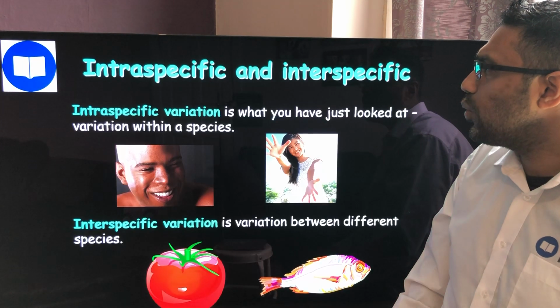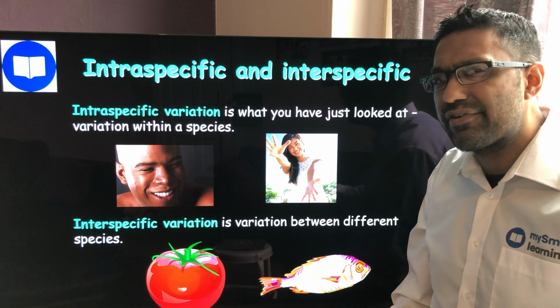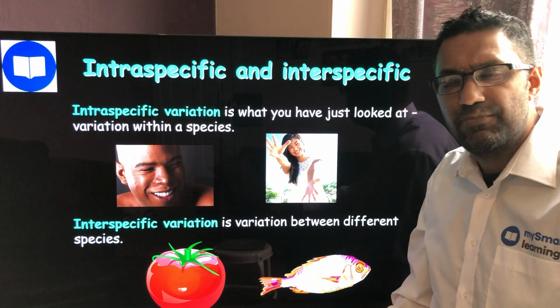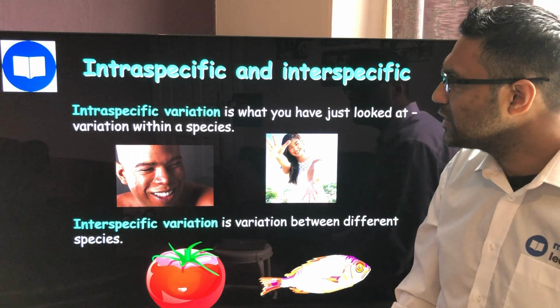So what we talked about previously, what causes variation? Well, we know it's either environmental or genetic influences, or it's a mixture of both.